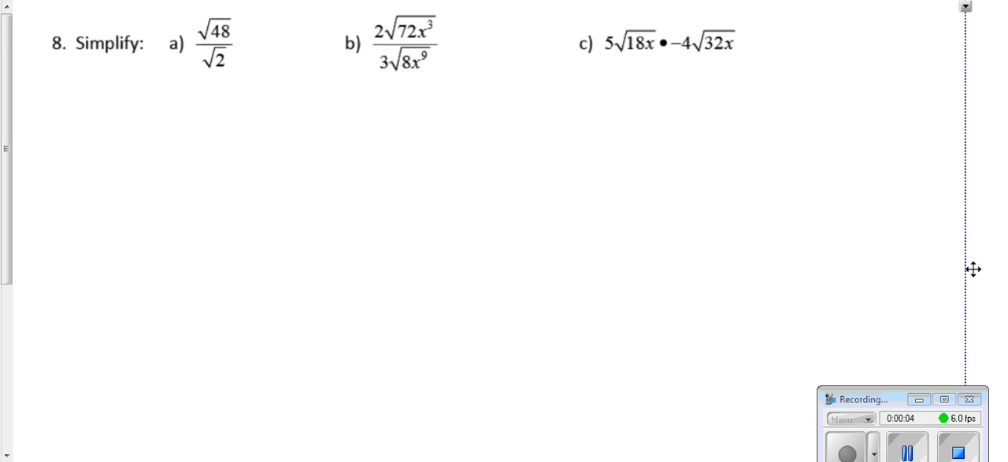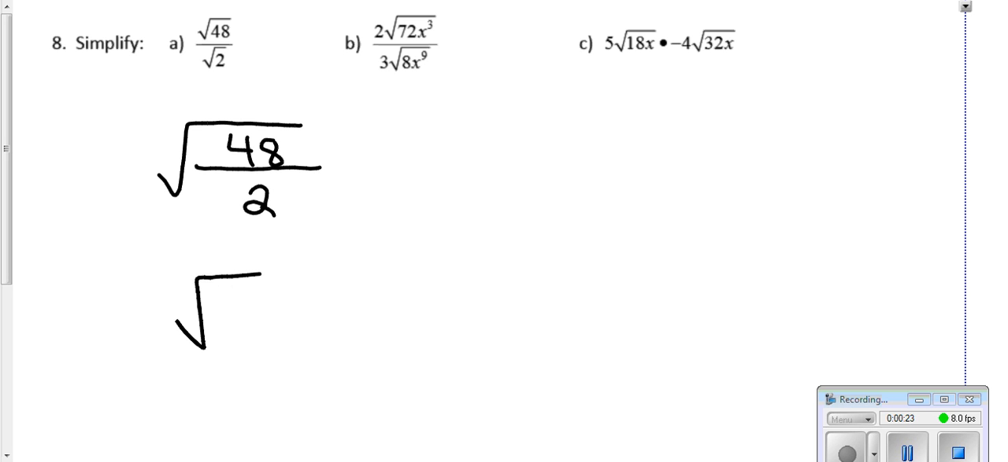Okay, so we're going to solve number 8. We're going to simplify each of these. So we have the square root of 48 divided by the square root of 2. The first rule for dividing radicals is to make one big radical. Then you simplify the fraction.